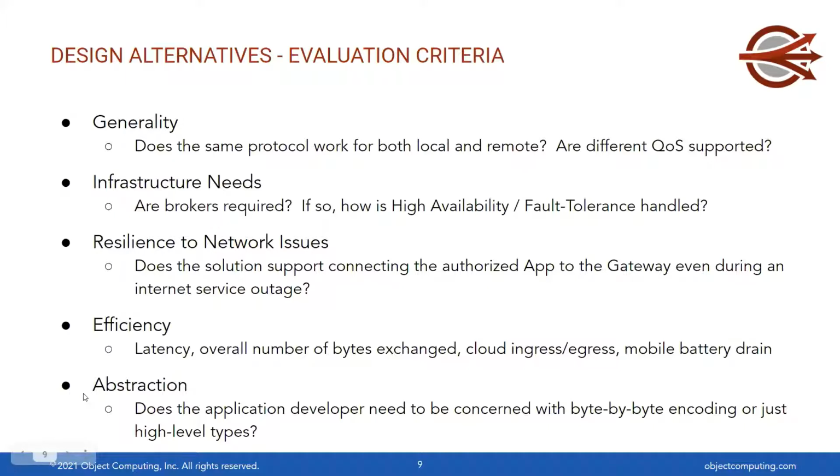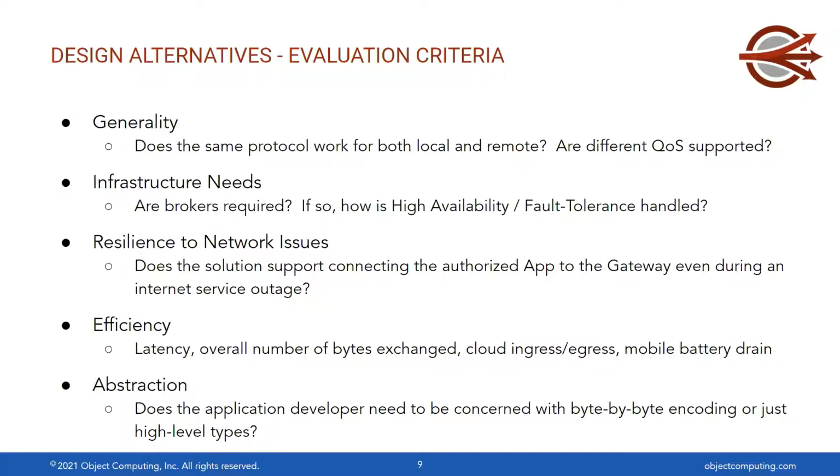And we also want to think about abstraction and just kind of the programming model, right? So how does an application developer interact with the distributed systems middleware? Does the application developer need to be concerned with how each byte is encoded? Does the application developer need to be concerned about an XML or JSON or other string-based encoding? Or can the application just work with the kind of higher level types that we're used to with object-oriented style programming?